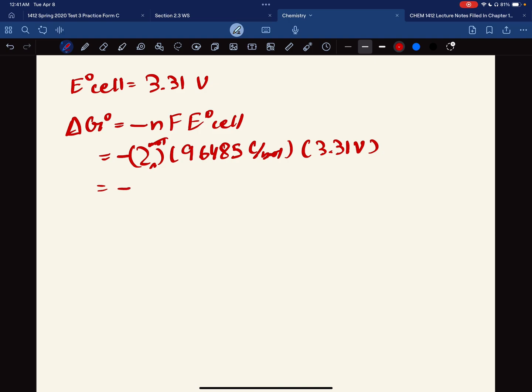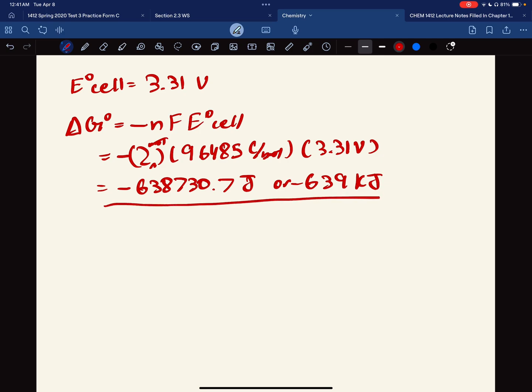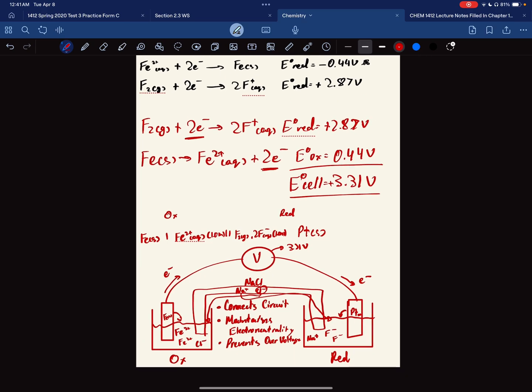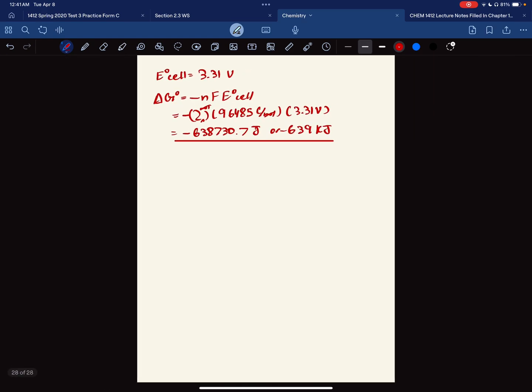So the value we get is going to be negative 638,730.7 joules, or negative 639 kilojoules. So this makes sense. Our delta G should be negative, and if our delta G is negative, it means that this is a spontaneous reaction. And as we know, galvanic cells are spontaneous reactions, so it does back up our findings from this whole sketch and our cell values.